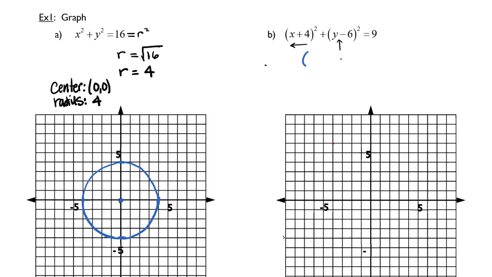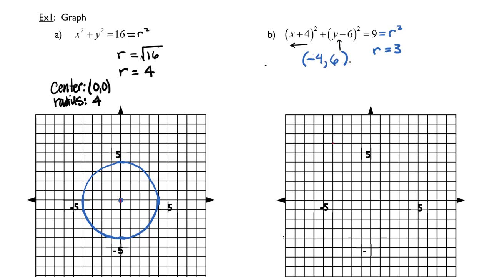Now let's look at example B. We have a radius squared of 9, which means r is equal to 3, because we have to take the square root of 9 to get the radius. Now our coordinate point for the center is going to be the opposite of the 4 and the opposite of the negative 6, which means our coordinate point for the center will be at (-4, 6).